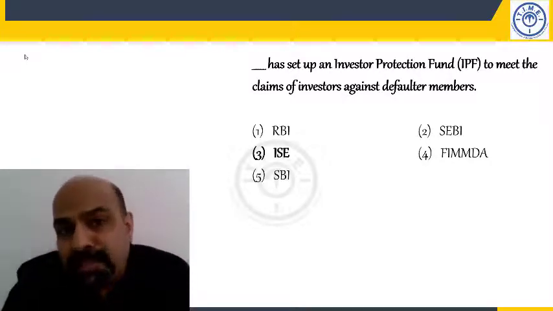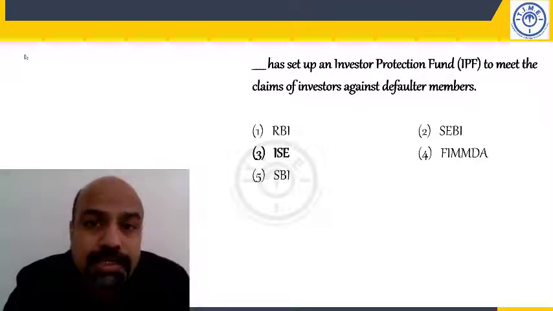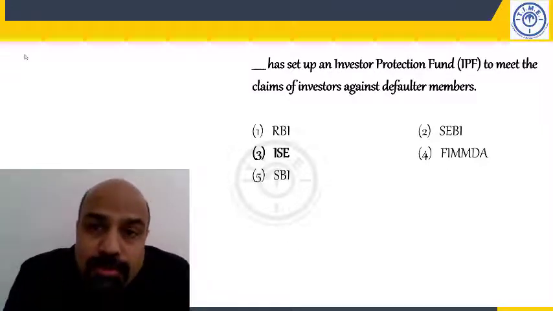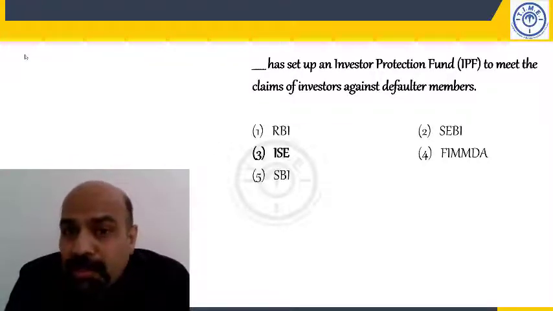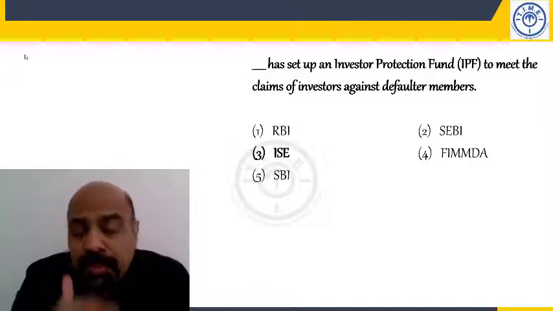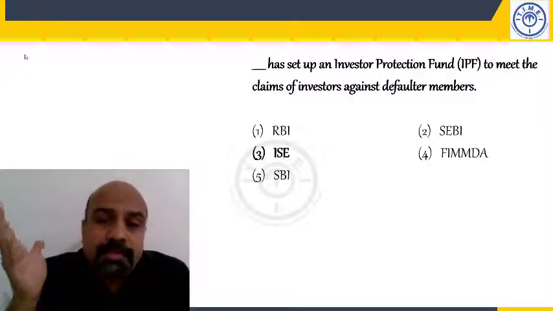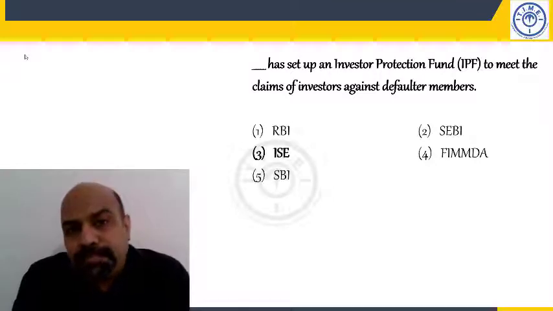So I have made some investments. I cannot go to the stock exchange to buy and sell shares myself. I need to approach a broker. So if I approach a broker and the broker cheats me or does not pay me back my money, then in that case I can claim compensation under the ISE, which has set up the IPF, Investor Protection Fund. Now, where does the money in the IPF come from? See, IPF will pay me, but where will the money come from?